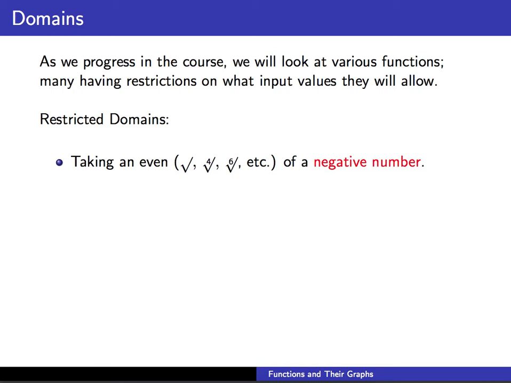Odd roots, like cube roots, have a domain of all real numbers, but for any even roots, like square roots, fourth roots, and sixth roots, we cannot take even roots of negative numbers. Also, we are not allowed to divide by 0. So if we see a variable in a denominator, that denominator is never allowed to equal 0.